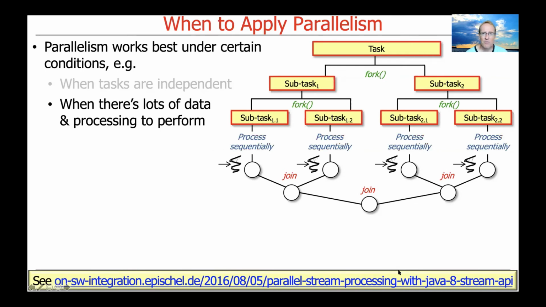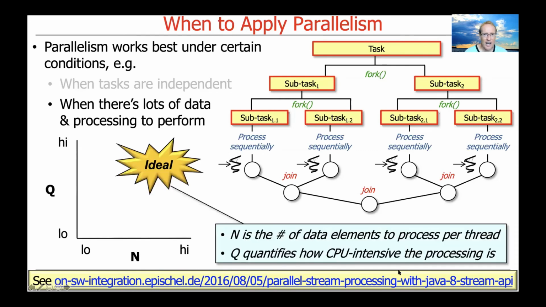Another set of conditions under which parallelism works well is when there's lots of data and lots of processing to perform. So if you have a large n, where n is the number of elements in your tasks to do, and you've got a lot of work to do to process those tasks, you're going to get a bigger win out of parallelism.